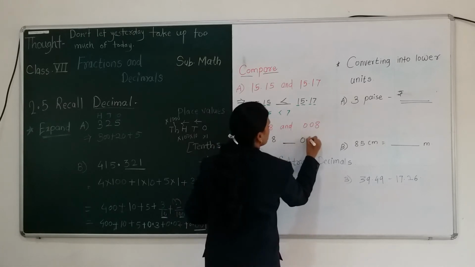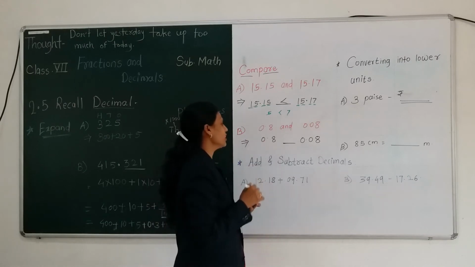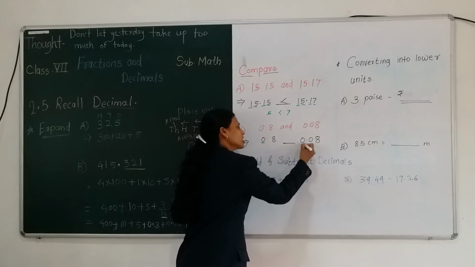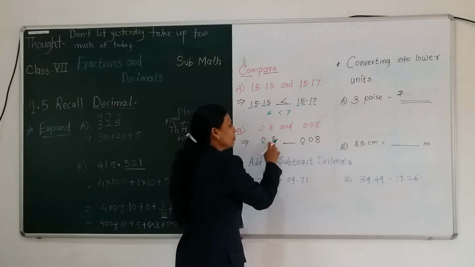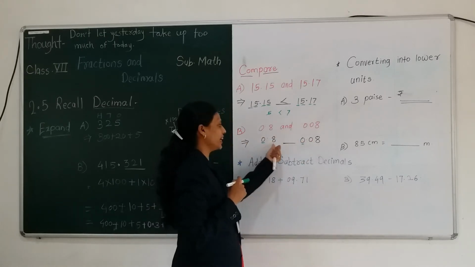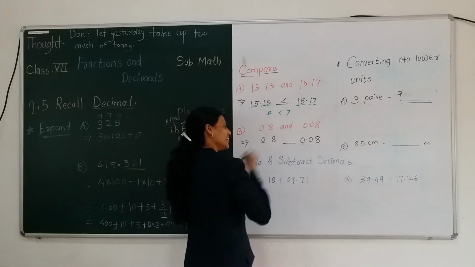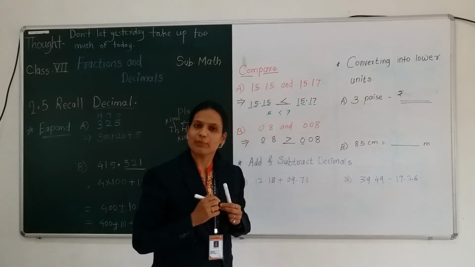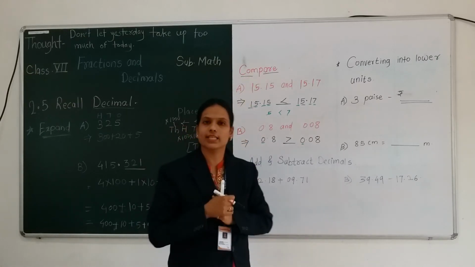Compare 0.8 with 0.08. Again, take the first place, the leftmost place. 0.8 is greater than 0.08. Remember? Yes, alright. So this is about comparing decimals.